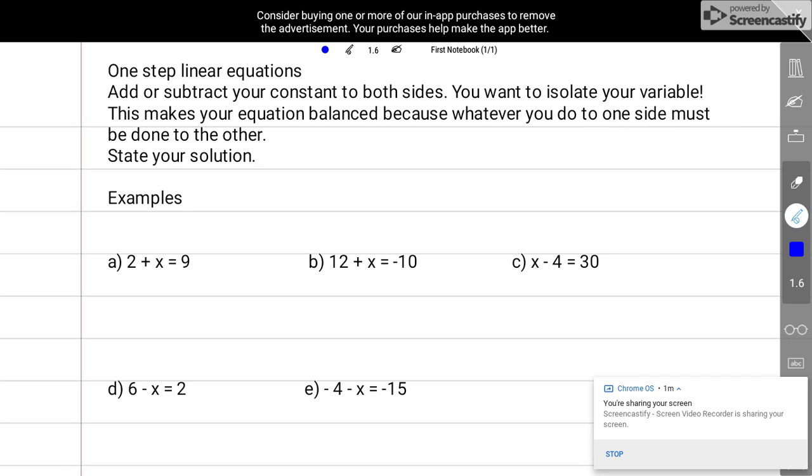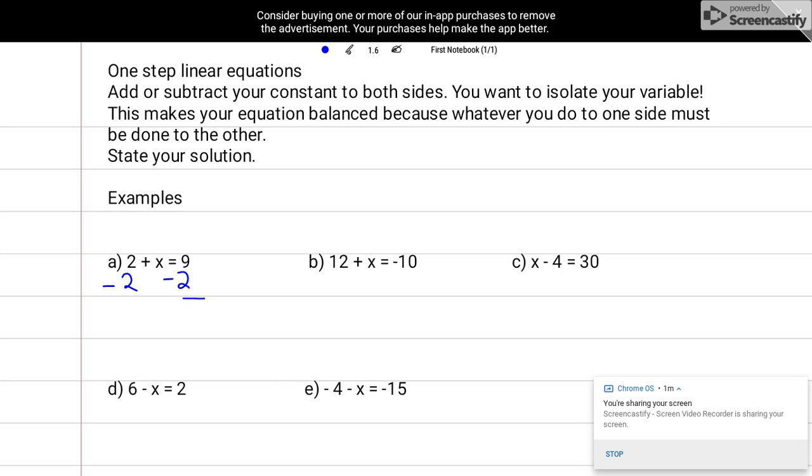Well, to undo addition, I do subtraction. So if I look at the 2 here, because that's my constant, that's my number on the left side, it is positive right now. The opposite of that is going to be subtraction. So I'm going to subtract 2, and you have to do that to both sides.